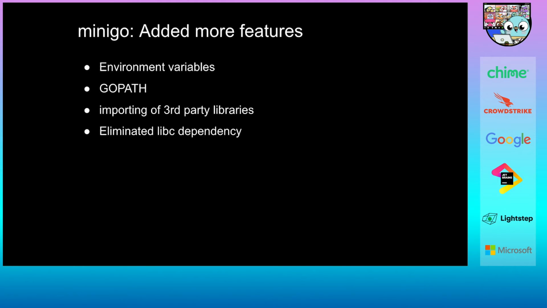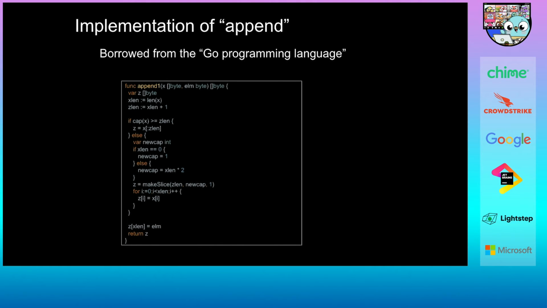And after that, I added some more features like environment variables, Go path, importing of third-party libraries, and eliminated libc dependency. Let me introduce some implementations. This is a pen. I borrowed this code from a famous book named The Go Programming Language. Luckily, it worked as it is. It was interesting to see that a pen can be written in Go code.